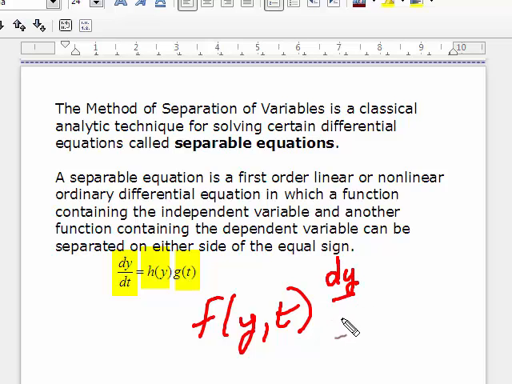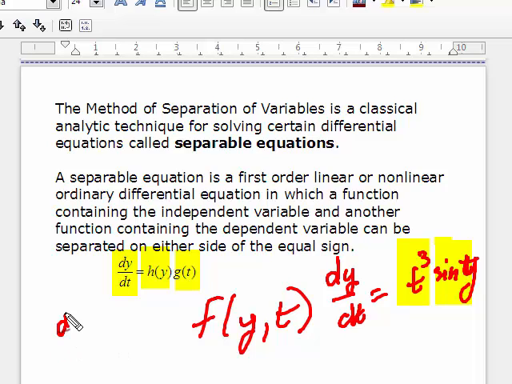Here's an example. Say I have dy by dt equals t cubed plus the sine of t. In a sense that's separable, but there are a few issues, because here is your function of t, and here's your function of y. This is not separable. That's the problem, the addition sign there. You can't write it as two functions multiplied together.